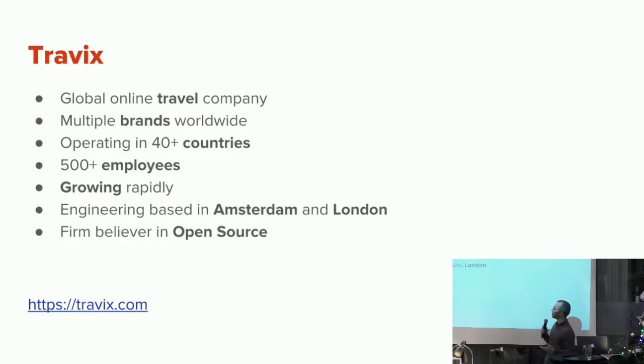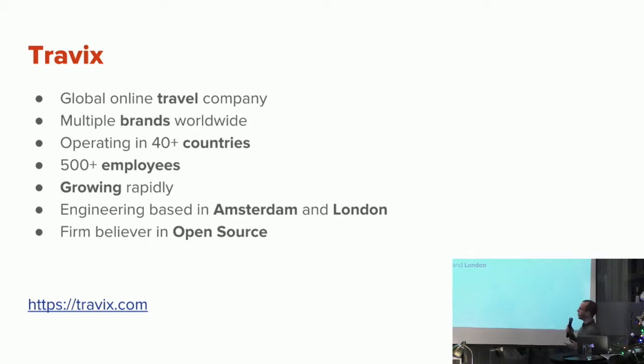So we work at a company called Travix, which is an online travel agency based in Amsterdam. And the main profile of the company is selling flight tickets on our websites under different brands. For example, CheapTickets and BudgetAir. And these brands are currently present in over 40 countries. I think the BudgetAir brand is also present here in Poland.